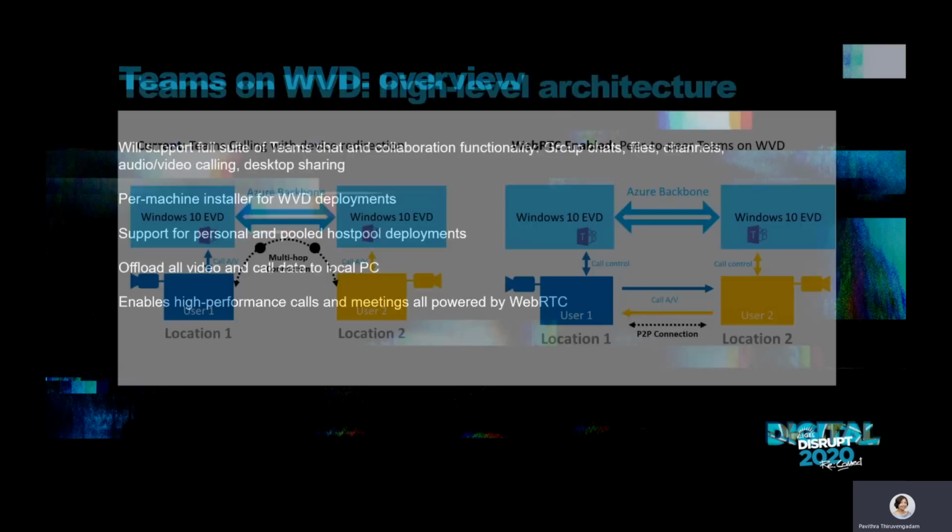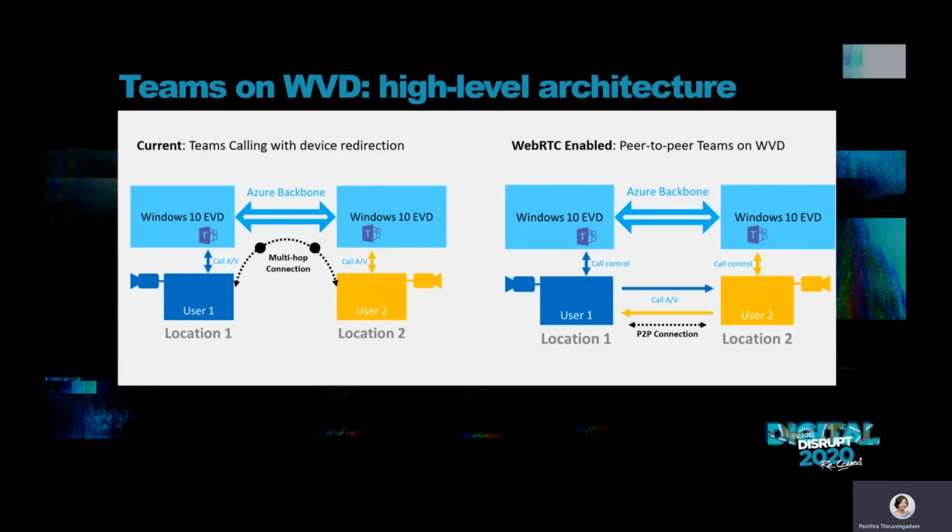So let's take a look at the high level architecture. So currently when Teams calls with just device redirection, user 1 accessing Teams sitting remotely on a VM will make a call to the VM. The VM will establish a call to the remote VM or a remote device, and then the client will then access it on their own device. So you can see there are at least 4 hops in this. That means the user experience is going to be really bad. The media is going to be laggy, and it's not going to be optimized.